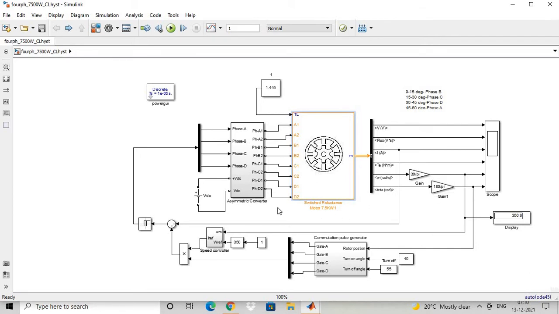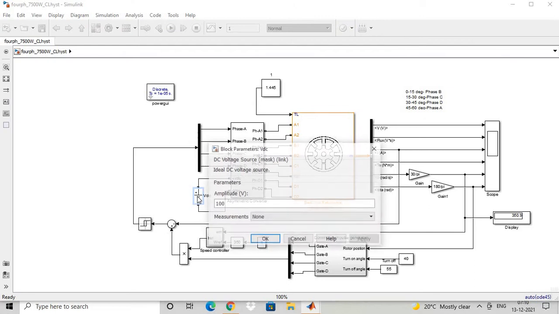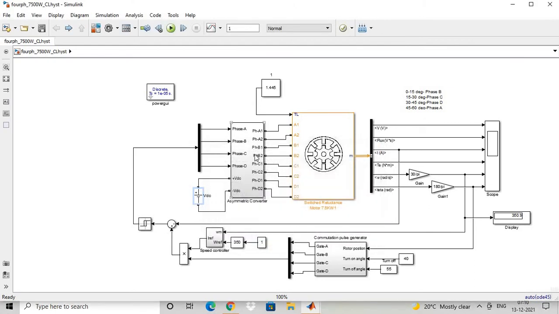Then the supply to the switched reluctance motor is given through the asymmetric converter. For the asymmetric converter, the DC voltage supply is 100 volt. The supply is given to phase A, phase B, phase C and phase D, because this is a 4-phase motor. In a switched reluctance motor, the number of phases is the stator number of poles divided by 2, that is 8/2, so this is a 4-phase motor.